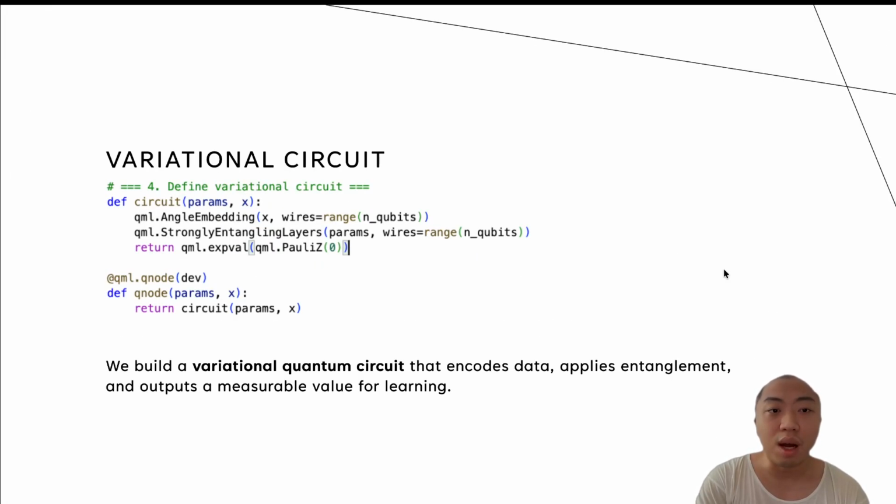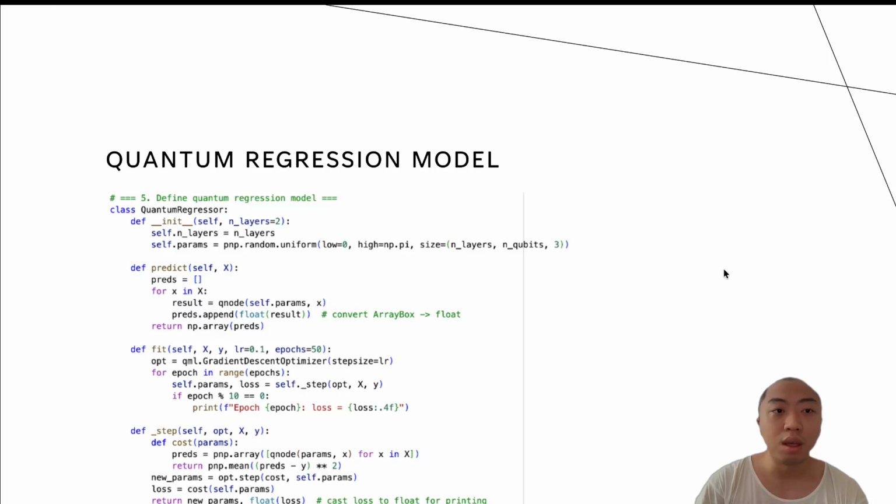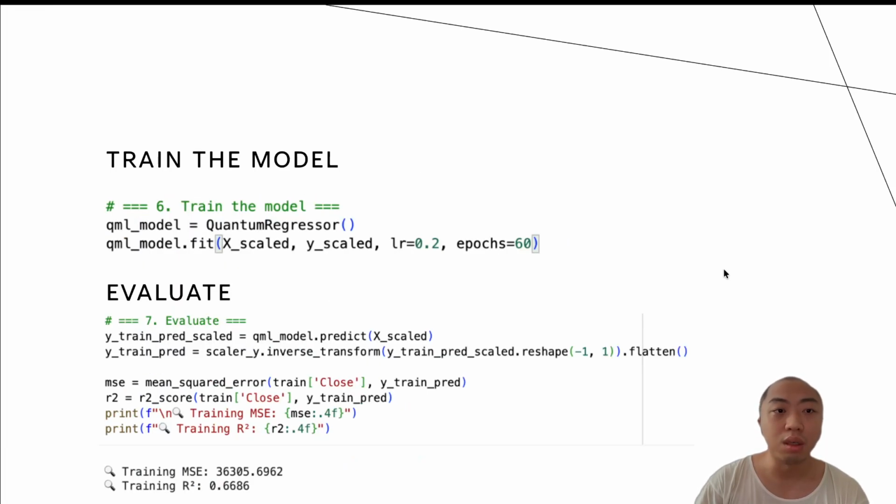And now we define the variational circuit, which means I build a variational circuit that encodes data, applies entanglement, and outputs a measurable value for learning. And now I define the quantum regression model, train the model, and evaluate it. And we got some values for MSE and R-squared score.